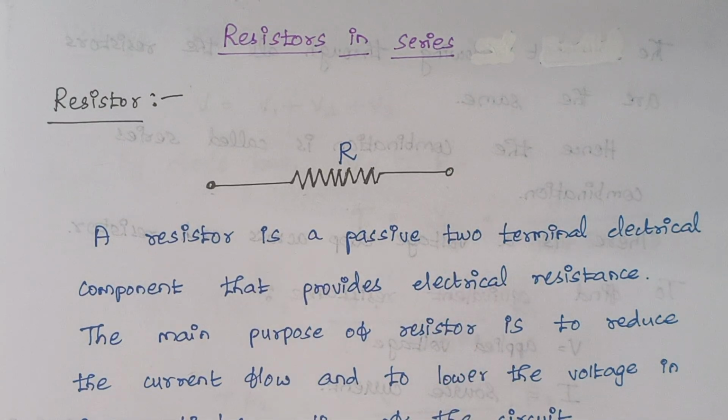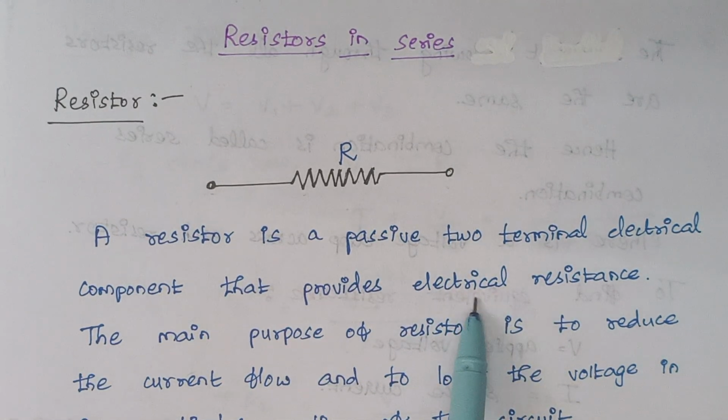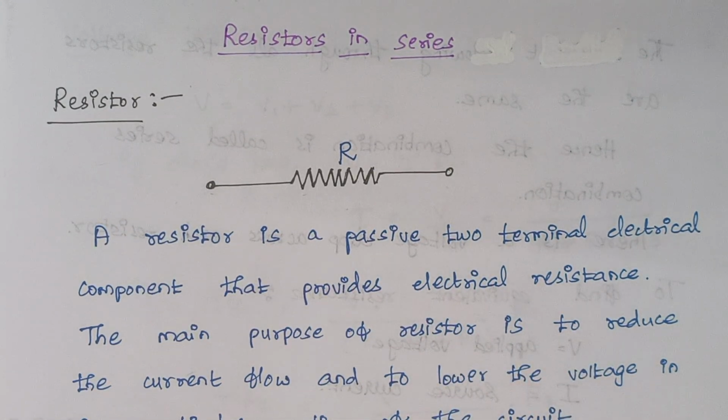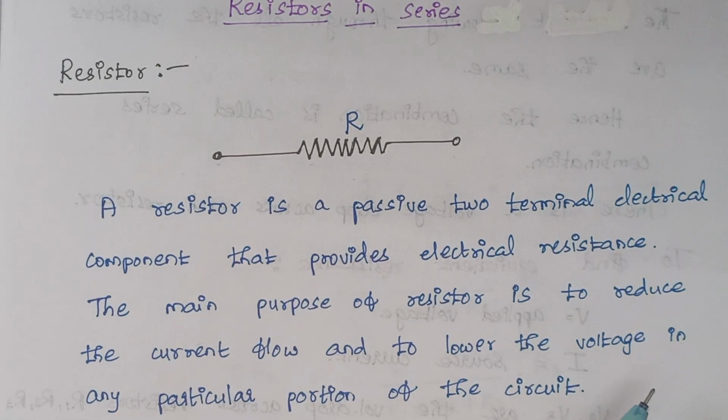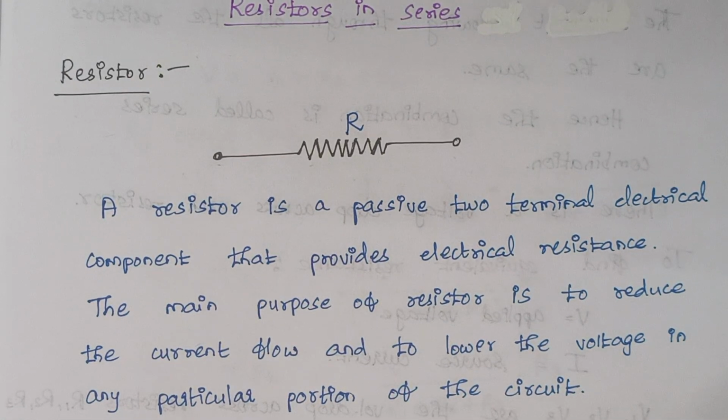And what is the purpose of having a resistor? It provides electrical resistance. So what is meant by resistance? Resistance is a property of opposing the current. It doesn't allow the current to pass through it freely. So the main purpose of a resistor is to reduce the current flow. This is what I just now said. It opposes the flow of current, or in other words, it reduces the amount of current that flows through it.